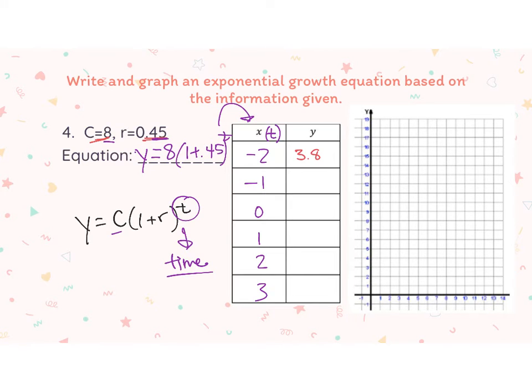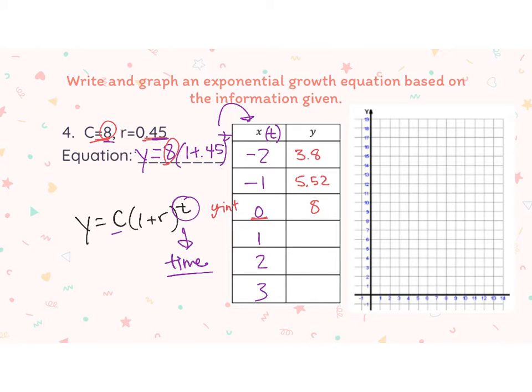Right there, I get 3.8. Do it again, 8 times, open parenthesis, 1 plus 0.45, raised to the -1 power. I get 5.52. Do it again, 8 times, I think you can probably figure out what's gonna happen here, raised to the 0 power, and this one's gonna be 8. Okay, that's that y-intercept that we always talk about. When x is 0, the y-intercept is the same as the starting value.